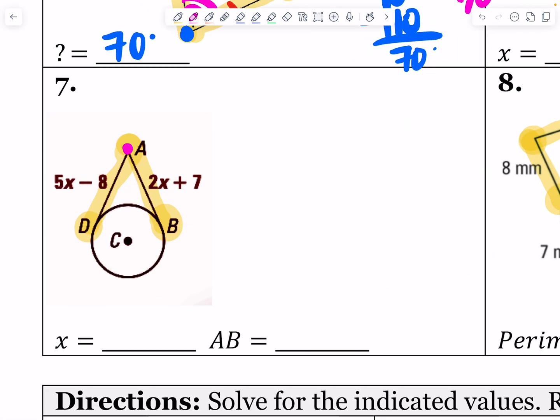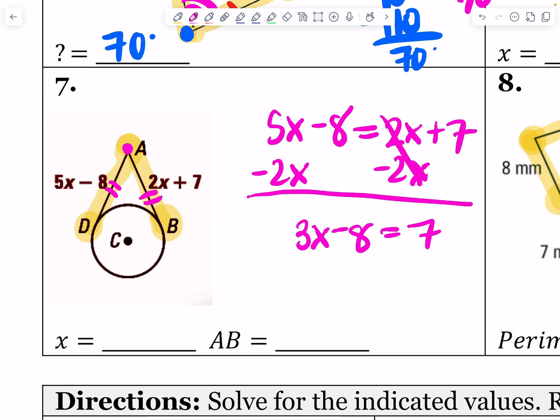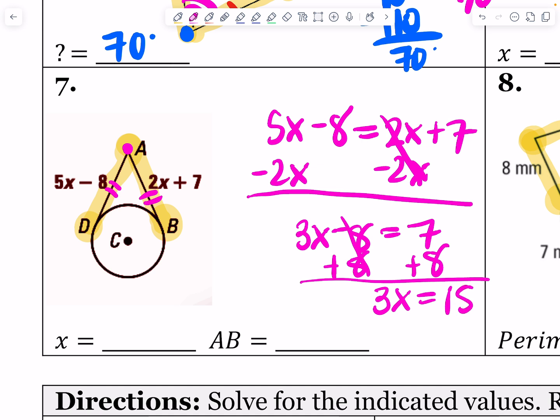Okay, let's look at number 7. Same thing, they intersect at point A. And so I know that these two distances are going to be congruent. Oh, let me not write on top of that, that'd be better. All right, so 5x minus 8, that is going to be equal to 2x plus 7. I'd get my x's on the same side. I'd get 3x minus 8 equals 7, and then I'd add 8 to both sides. We'd get 3x equals 15. If 3x is equal to 15, you'd divide by 3 on both sides and you'd get 5. So the value of x is 5.